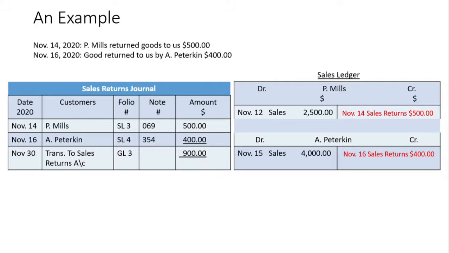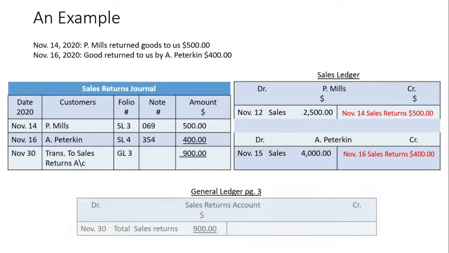All right, then we move on to the general ledger, and we show the sales returns account in the general ledger. Right now, the sales returns account is also called the returns inwards account, and that account must always be debited. That's a tip, right? Must always be debited, and as you can see here, the information is on the debit side.